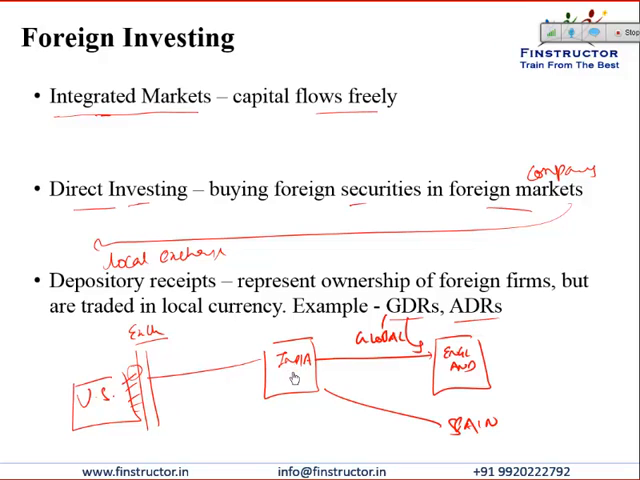So it's the shares of a foreign company, however they are listed on your local exchange. So a US investor can buy them in US dollars, a British investor can buy them in pounds, and so on and so forth.